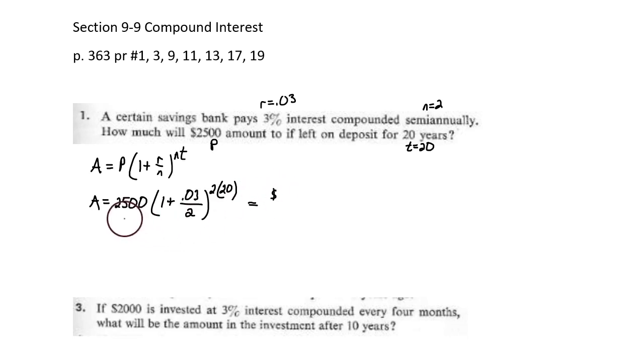Every number is on the right side of the equation. So with the kind of calculator you have on your desk, you can type this in exactly as you see it. Just be really careful with where you put the parentheses and make sure that you have the exponent up here as 2 times 20, or simply put in 40 as your exponent when you type it. The result is $4,535.04.